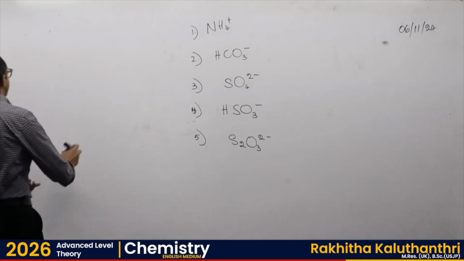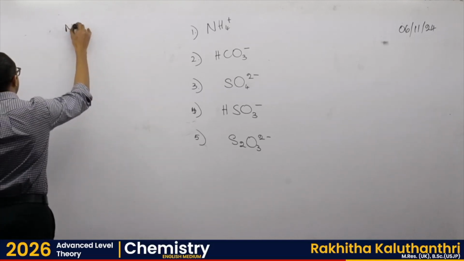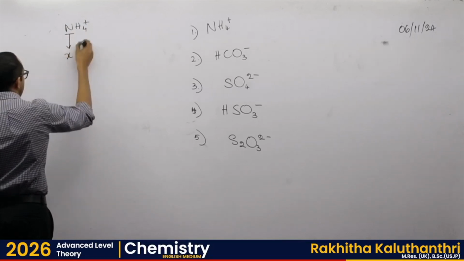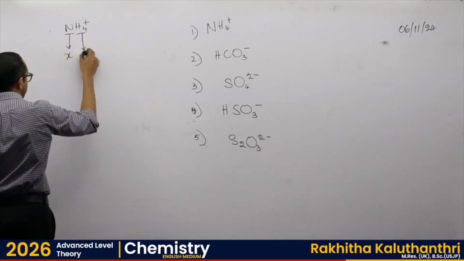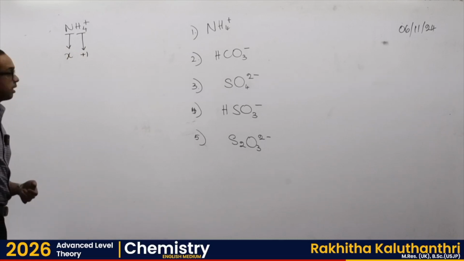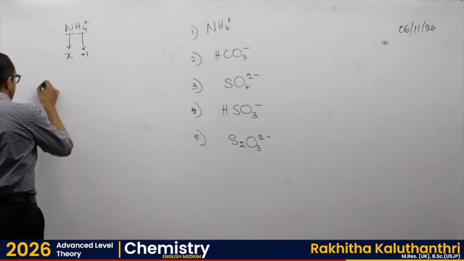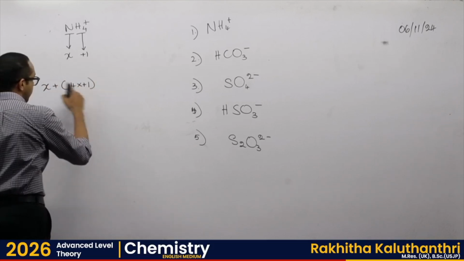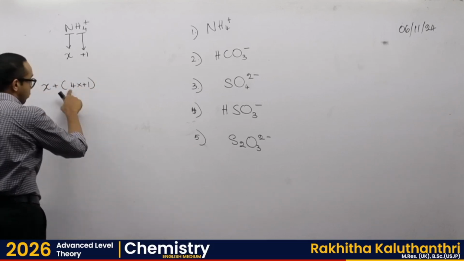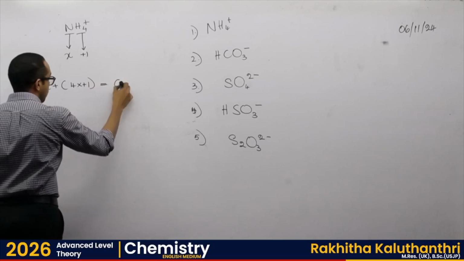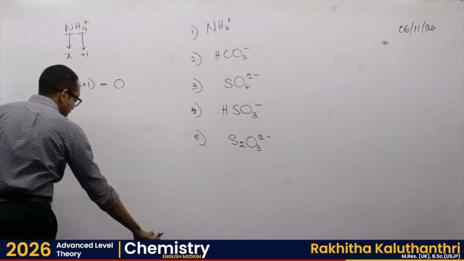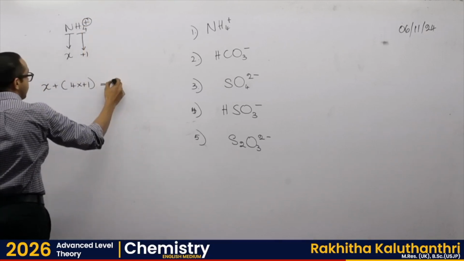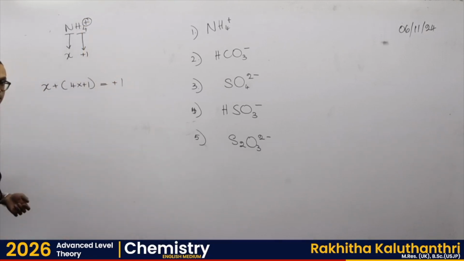Right, first one is NH4 plus. So again, NH4 plus, we write nitrogen, we don't know the value. Hydrogen is usually defined as +1 in all compounds except for metal hydrides. So if you write this, X plus, there are 4 hydrogens, so the oxidation number of hydrogen should be taken 4 times, is equal to 0, because this is not 0 actually, this is an ion, it has a charge. What is the net charge? +1, right? Net charge is +1.